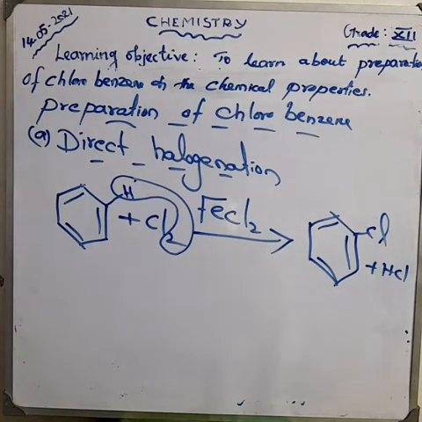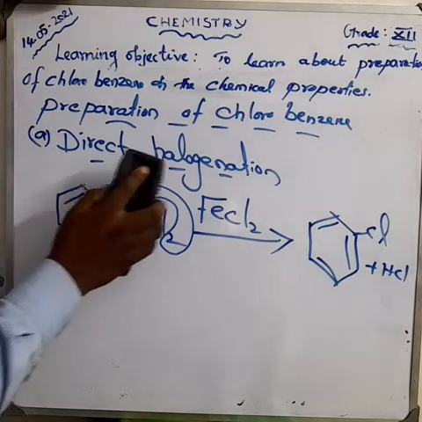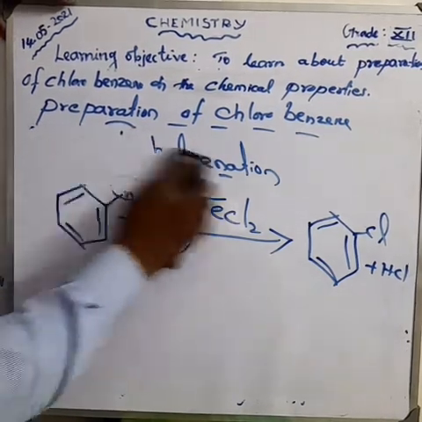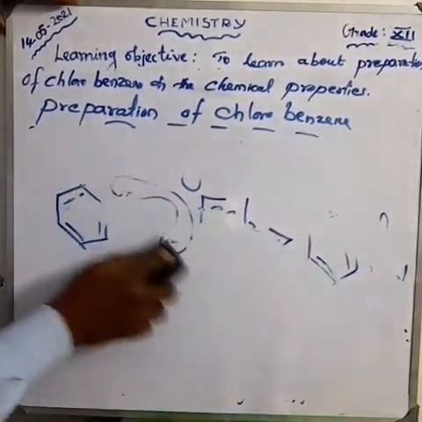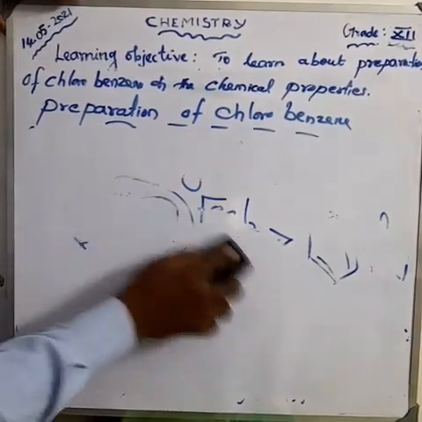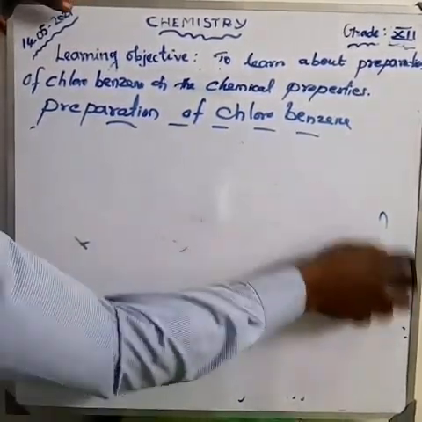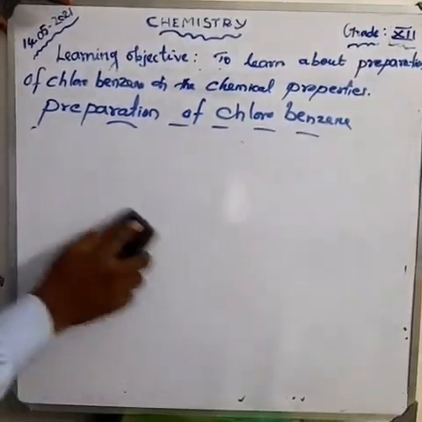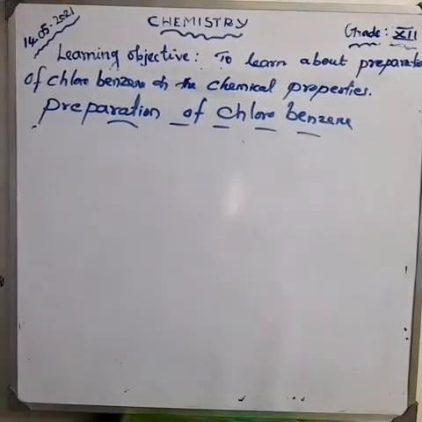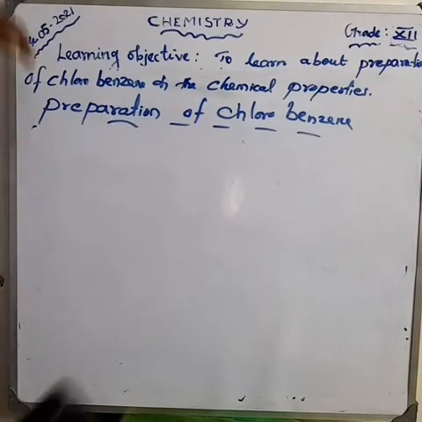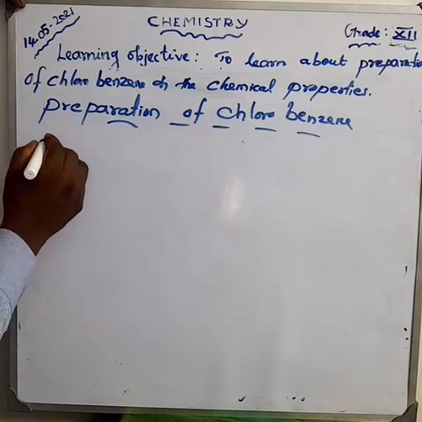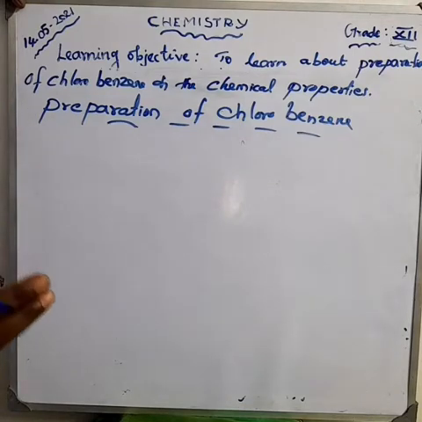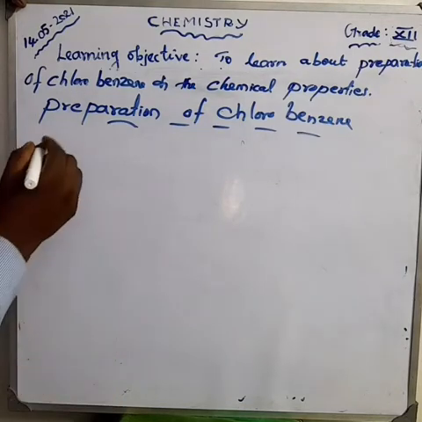Second one: from benzene diazonium chloride, how will you prepare chlorobenzene? Before that, try to understand the formula for benzene diazonium chloride. That's the formula I am writing. What is the formula for benzene? C6H6.